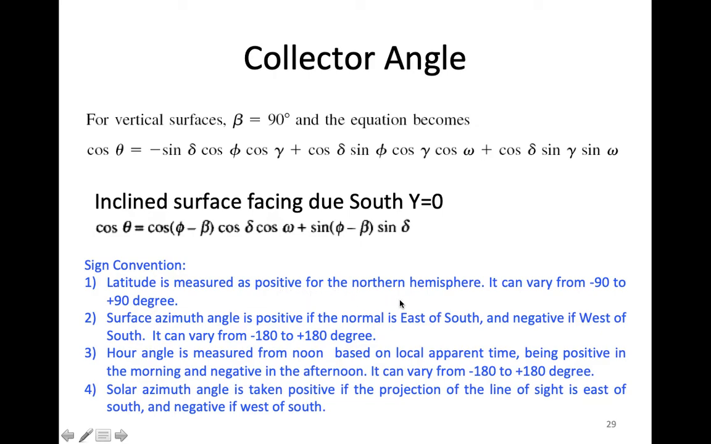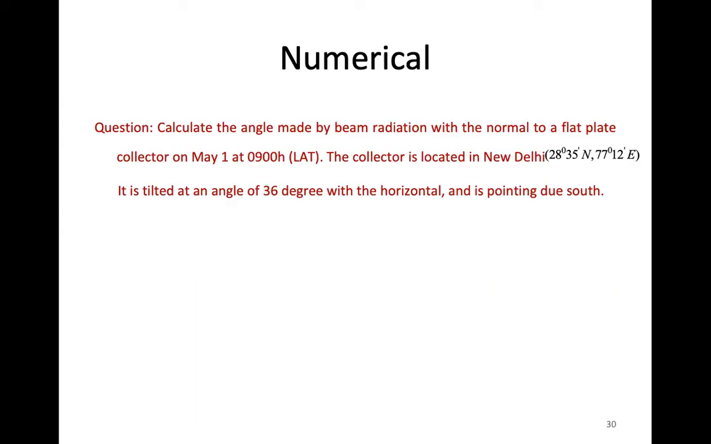Now, just for solving numericals, it is important to remember the following sign conventions. Latitude is measured as positive for the northern hemisphere. It can vary from minus 90 to plus 90 degrees. Surface azimuth angle is positive if the normal is east of south and negative if west of south. It can vary from minus 180 to plus 180 degrees. Hour angle is measured from noon based on local apparent time, being positive in the morning and negative in the afternoon. It can vary from minus 180 to plus 180 degrees. Solar azimuth angle is taken positive if the projection of the line of sight is east of south and negative if west of south.